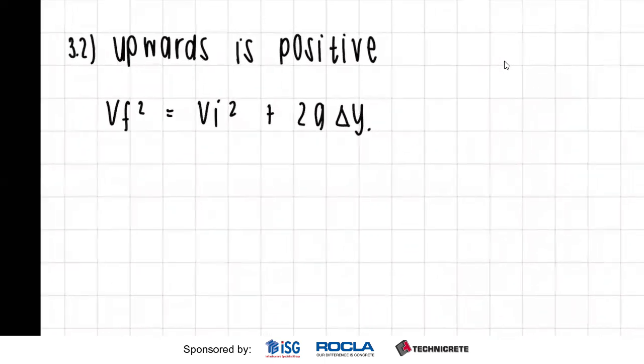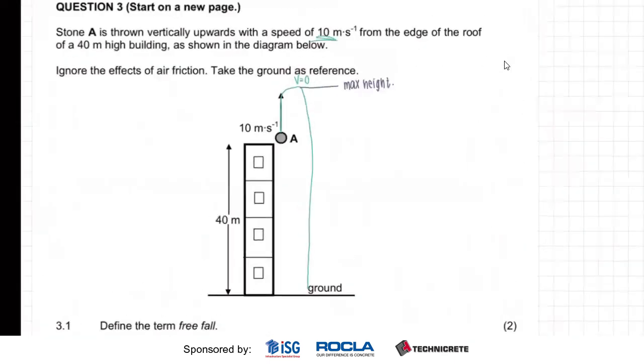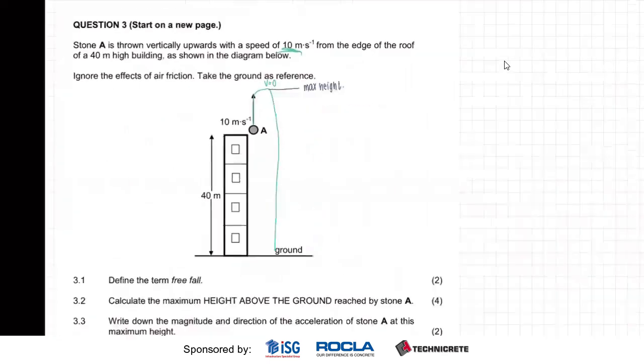We have the Vf, because that's the velocity when the height is at the maximum, and we know that that is zero. We have the Vi because we have been given that in the question. We were told in the question that it's thrown upwards at 10 meters per second.